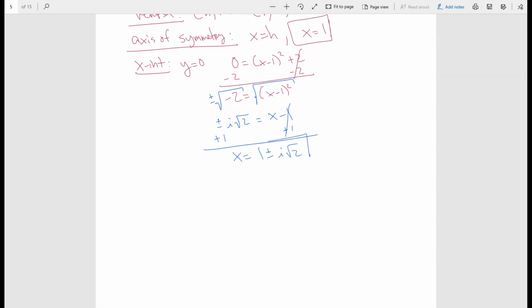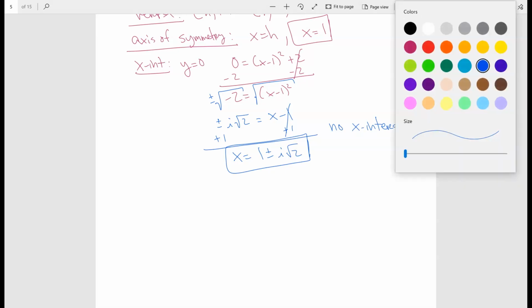Now, notice that these are imaginary. When we're graphing the parabola, we don't care about imaginary solutions. So actually, we could have just stopped when we saw a negative under the square root. So is there any x-intercepts? No. No x-intercepts. So there's none. Is there any y-intercepts?